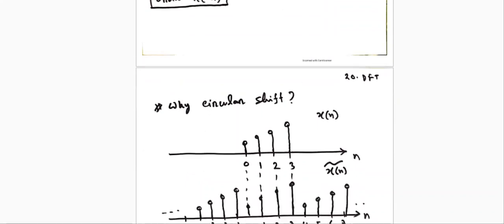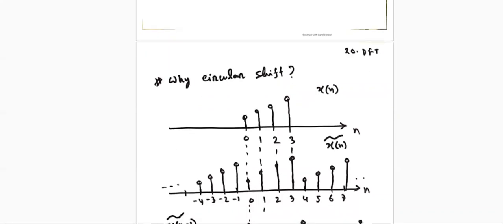Okay, so we were discussing this circular shifting, and I have thrown this question. So why this circular shifting, and how is this circular shifting equivalent to the linear shifting? Why is this important to understand? Try to understand this portion.